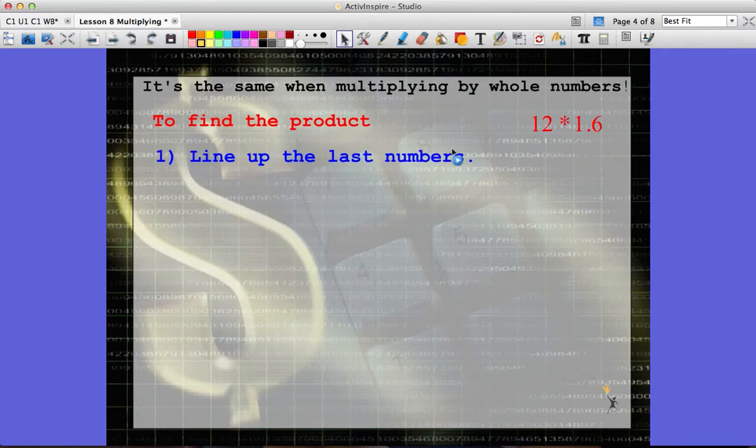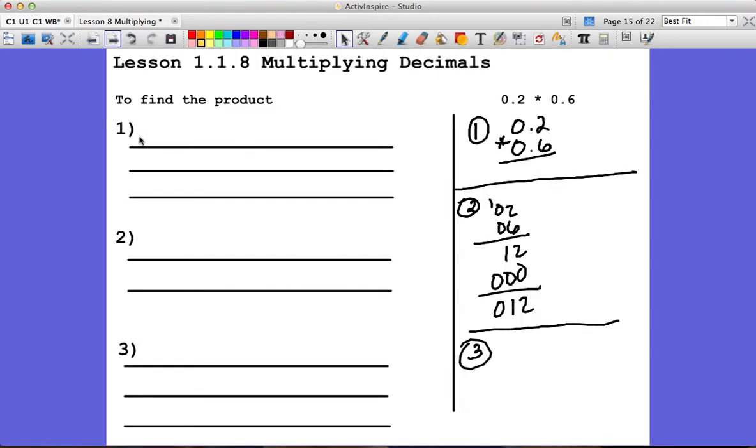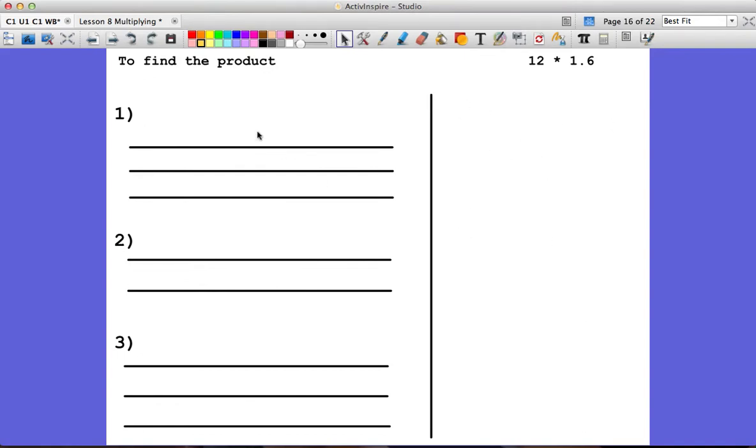Okay, so now the next thing you're going to do, we have another set of steps. Okay, so again, same exact thing as you did last time. You write the steps over here, show each individual step over here.